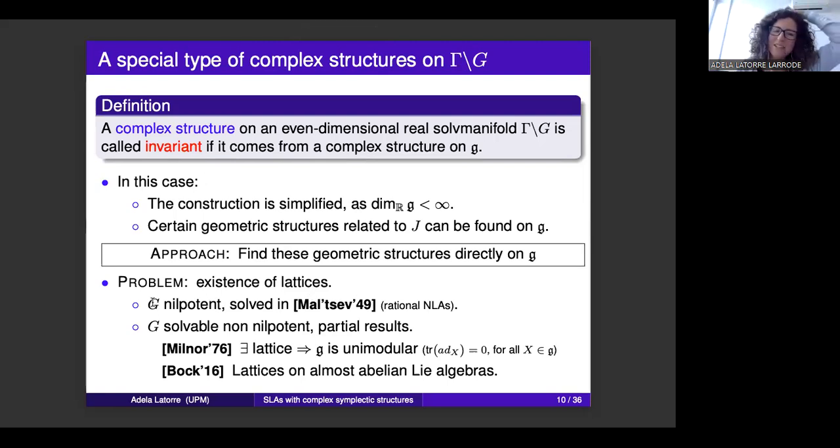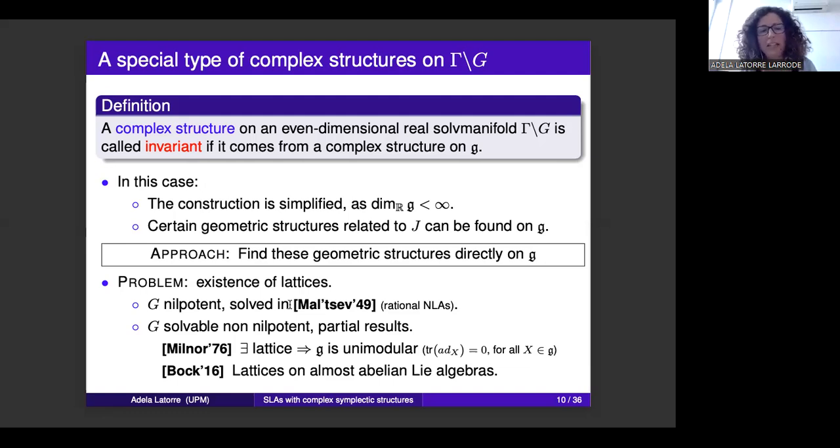If the group is nilpotent, we have a result by Malcev that tells us that if you have a nilpotent Lie algebra for which you can find a basis where the structure constants are rational, then this guarantees the existence of a lattice. So in the nilpotent case, many times we don't care much about the lattices.